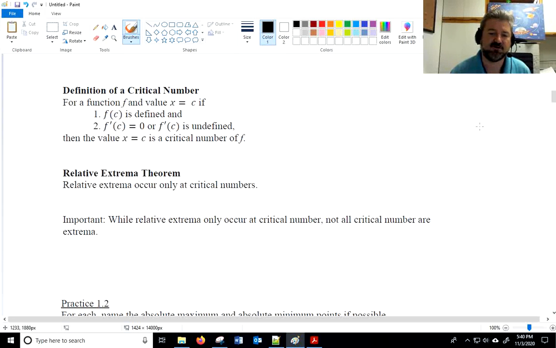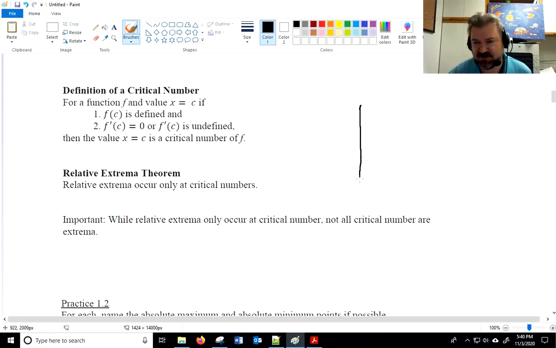Relative extrema occur only at critical numbers. So if I know all the critical numbers of a function, I know everywhere where the relative extrema can occur. Just don't over-apply that. Just because a critical number occurs doesn't mean a relative extrema occurs, all right? So what this is saying is that every relative extrema x value is a critical number. Not every critical number is the x value of a relative extrema.